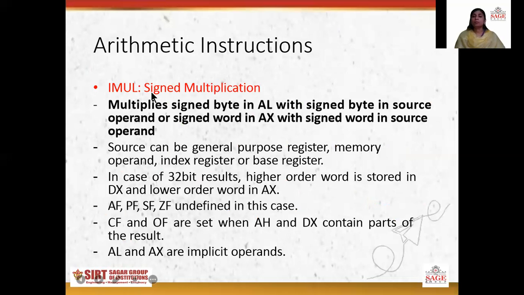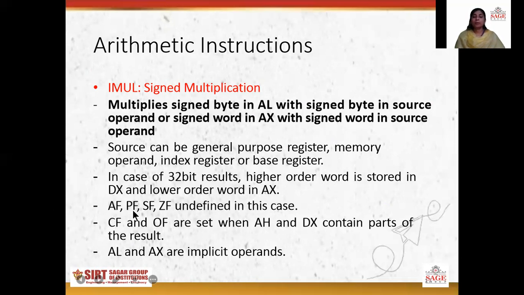MUL is for unsigned data, and IMUL is for signed multiplication. It multiplies the signed byte in AL with the signed byte in the source operand, or the signed word in AX with the signed word in the source operand. Source can be a general purpose register, memory operand, index, or base register. In case of 32-bit results, the higher order word is stored in DX and the lower order in AX.